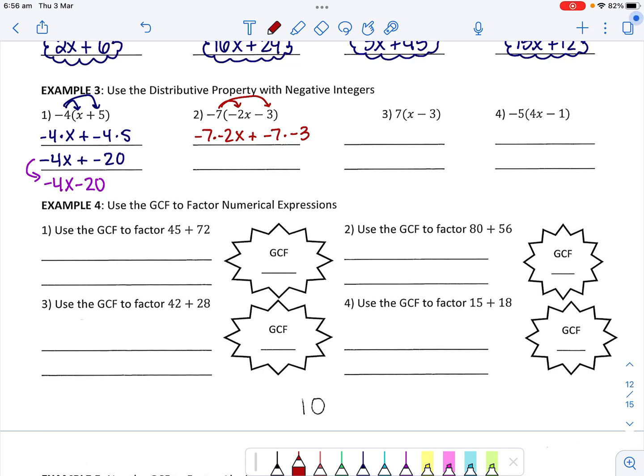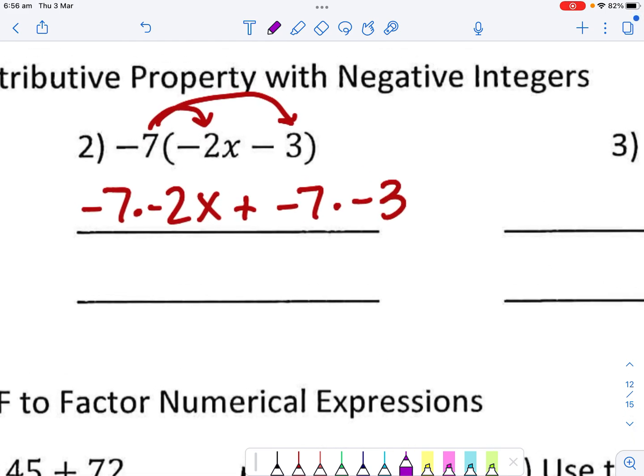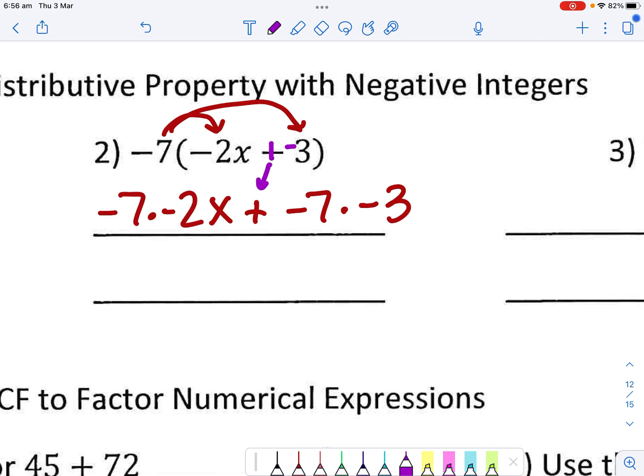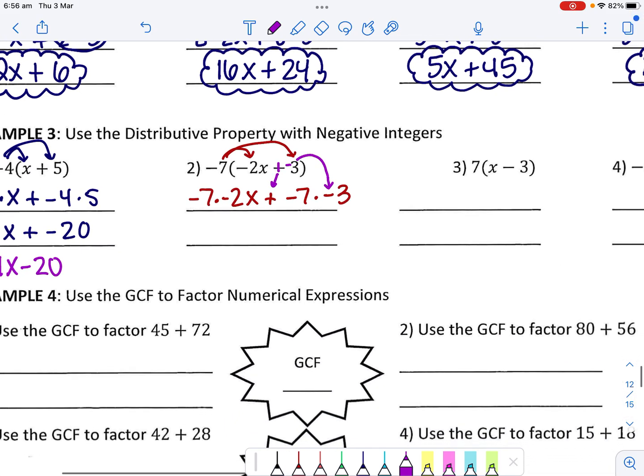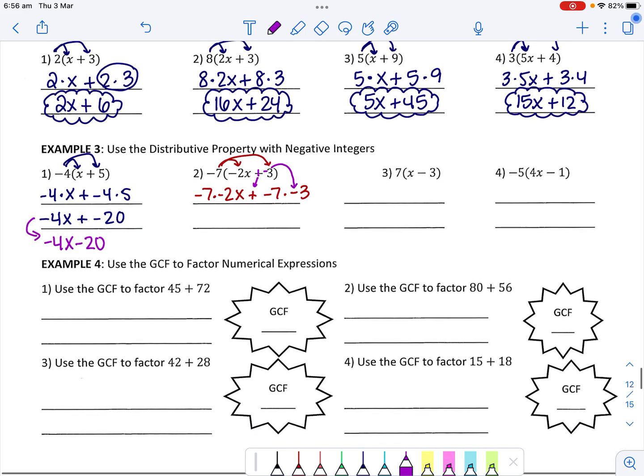So this negative sign right here, and I'm going to zoom in a little bit, is the same thing as plus negative 3. So here's my plus sign right here, and then I represented this negative 3 right here, as long as I'm showing that I'm multiplying a negative by a negative. So then I get positive 14x plus 21, because all those negative times negatives are going to go away.